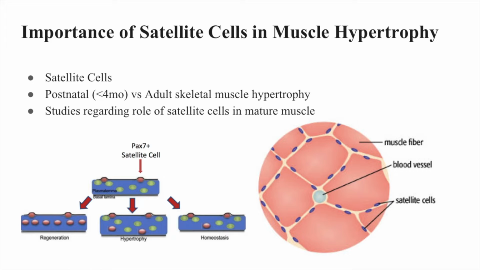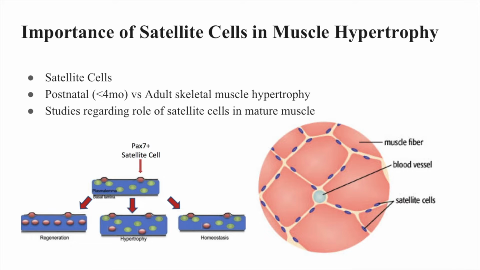Next, we're going to look at the importance of satellite cells in muscle hypertrophy. Hypertrophy is a term used to describe muscle growth. As we said, satellite cells are muscle stem cells that give rise to myofibers. Previous research has shown the presence of satellite cells is necessary for postnatal skeletal muscle growth and regeneration, but their required presence during times of mature skeletal muscle hypertrophy is currently unknown.